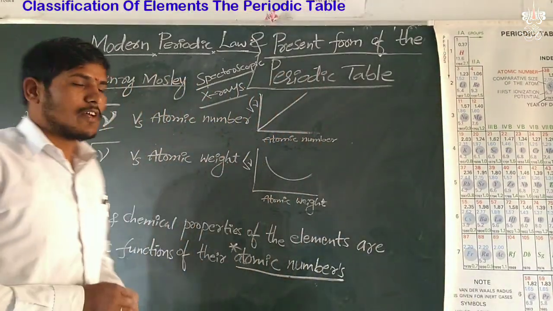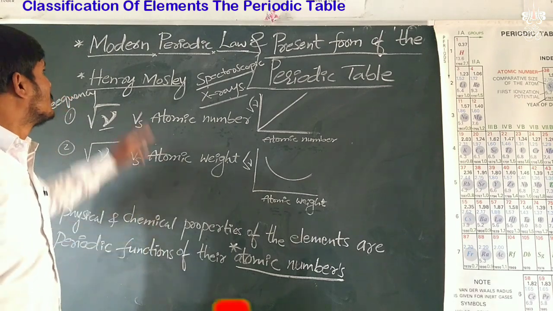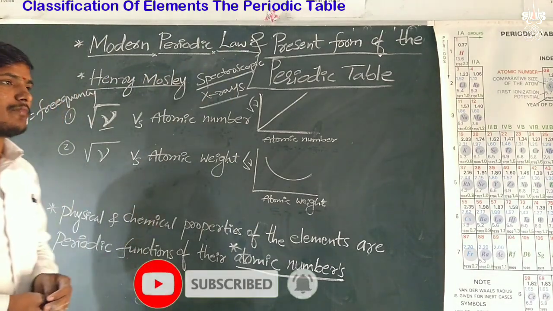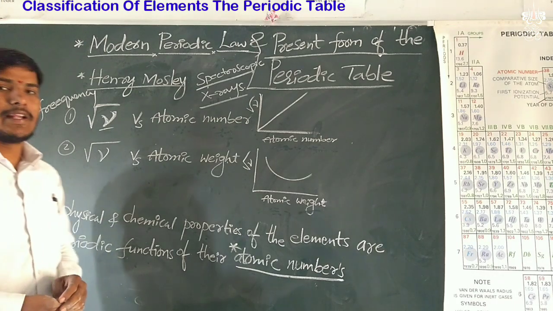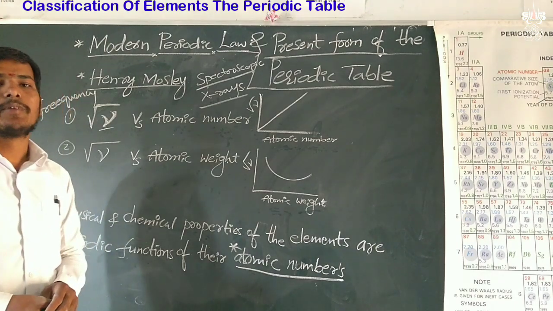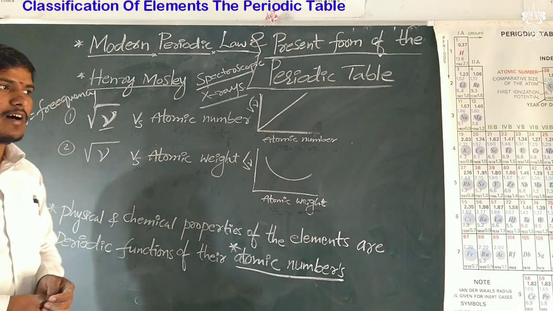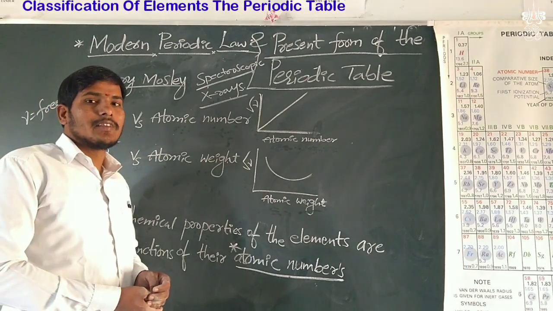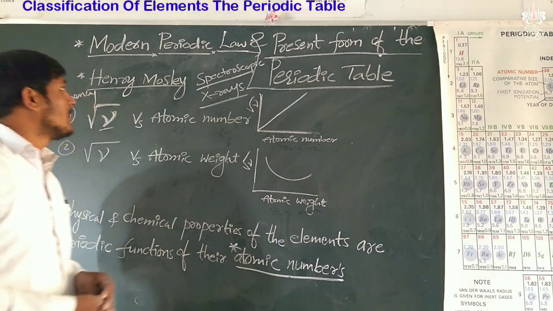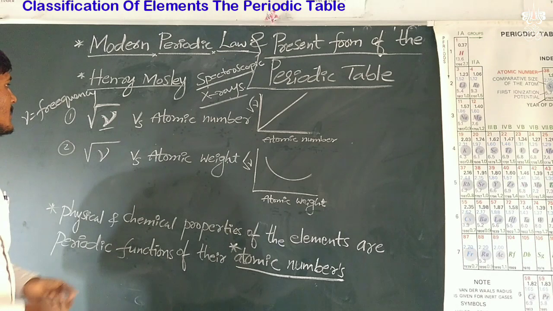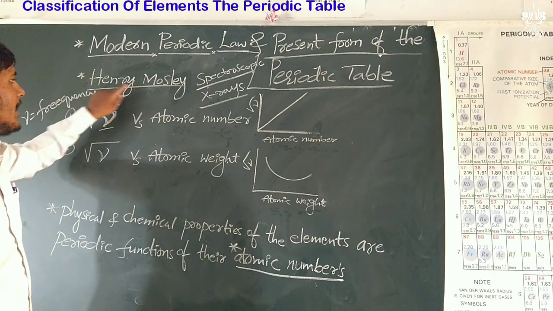Hello students, now we are going to discuss the modern periodic law. Already we discussed the periodic law: physical and chemical properties of the elements are periodic functions of their atomic weights. Now, for the modern periodic law, the scientist was Henry Moseley.